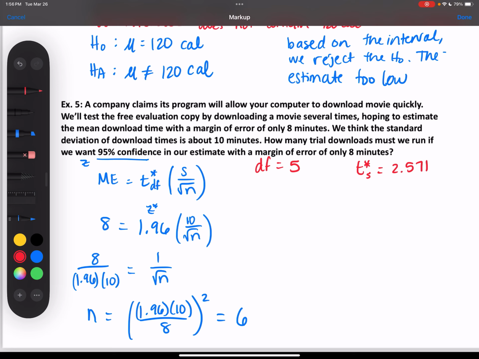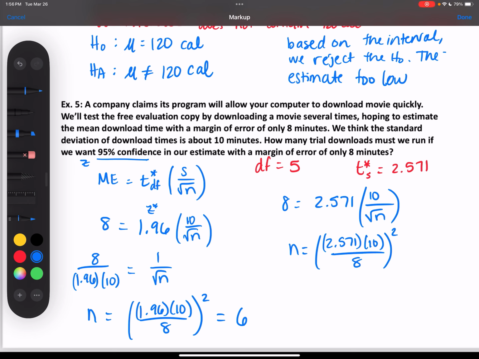And so then I'm going to rerun this solving for n with this updated number now. So 8 equals 2.571 times 10 over the square root of n. Basically I'm just swapping out the 1.96. So just to not have to write so much, I'm going to have n equals 2.571 times 10 over 8, squared, and I'm going to get my new n value.